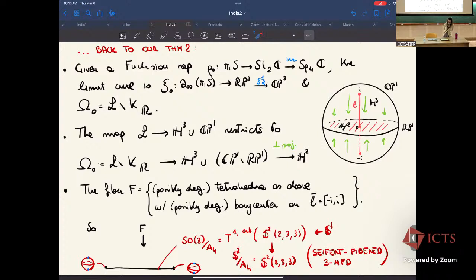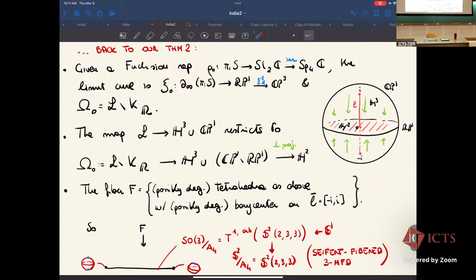So now with this identification, we can describe this fibration easily. Let's rewind a little bit. We start with the Fuchsian representation in SL2R, SL2R inside SL2C, and then you embed SL2C in Sp4C with the irreducible representation. In this case, the limit curve is first you identify the boundary with RP1, and then you use the Veronese embedding. Our domain of discontinuity is all the Lagrangians from which you remove this set KR. And so our projection that we defined before, with this identification of tetrahedra, restricts on the domain of discontinuity to a projection into H3 union CP1 minus RP1.